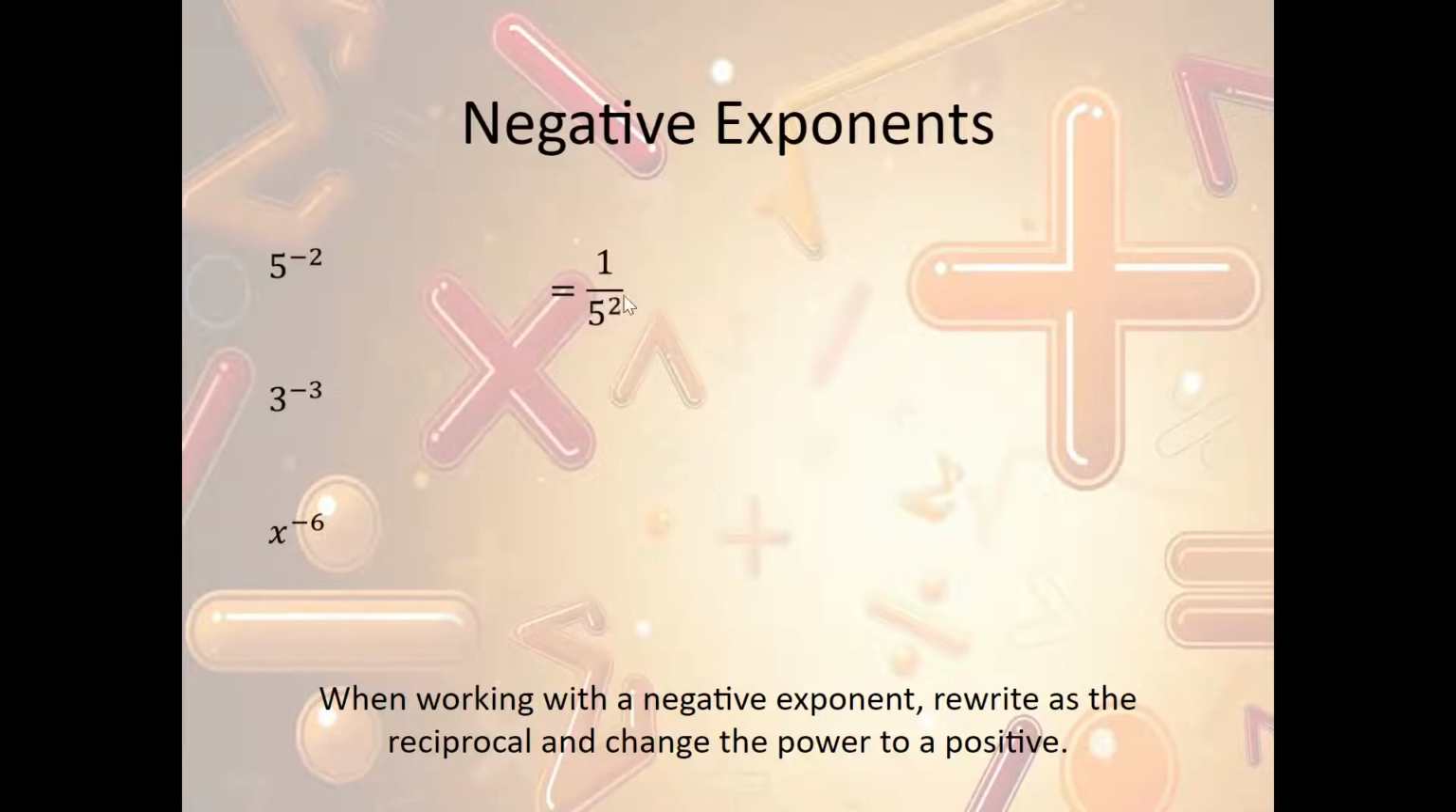Now I just do it like normal. So 5 squared is 25, so this is 1 over 25. Now 3 to the negative third power. So again, that becomes 1 over 3 to the positive third power. 3 to the positive third power is 27, so it's 1 over 27. Now we have x to the negative sixth power. So we're going to flip that and it becomes 1 over x to the positive sixth power.